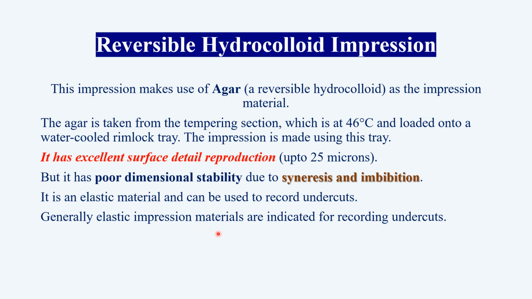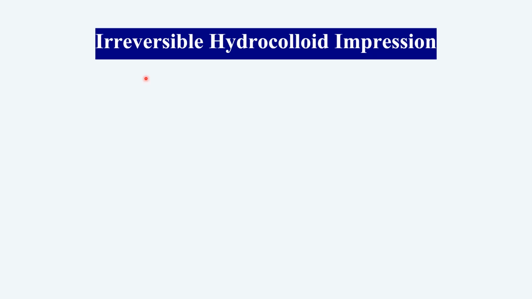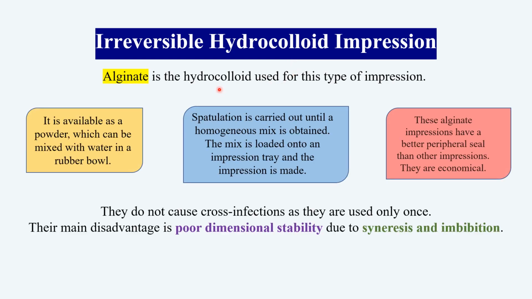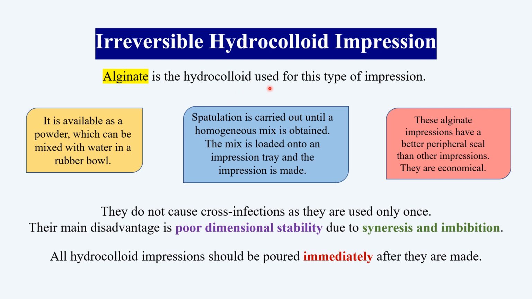Generally, elastic impression materials are indicated for recording undercuts. So we can utilize its advantage for some problems. Like if there is an undercut, then we can utilize this agar to record the undercuts properly. Next, we have irreversible hydrocolloid. We all use it very frequently. That is alginate. So alginate is a hydrocolloid which is used for this type of impression.